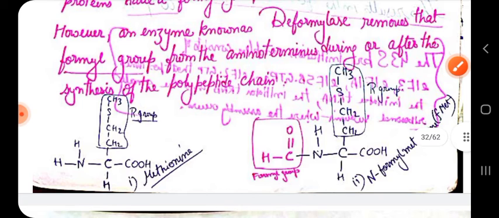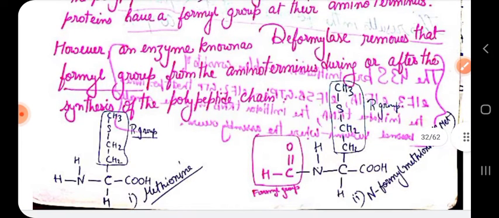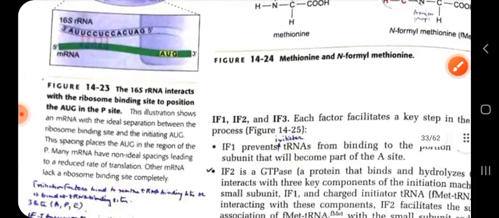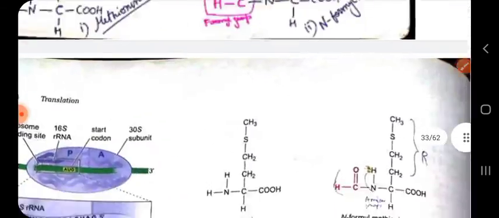So this is the structure of methionine and N-formyl methionine. The difference is that this formyl group is present. This formyl group will later be removed by the deformylase enzyme. The same figure has been given here.